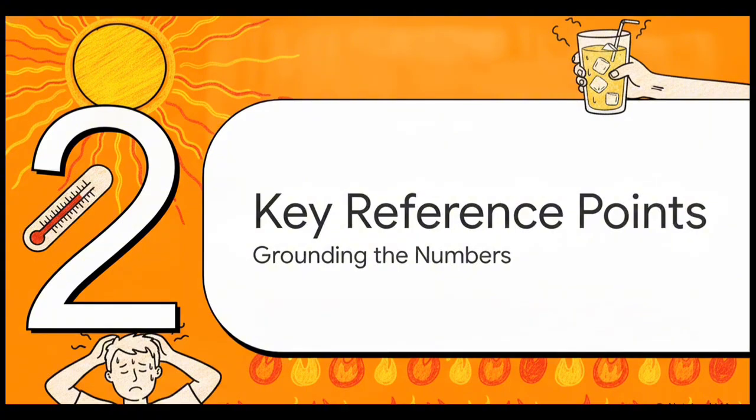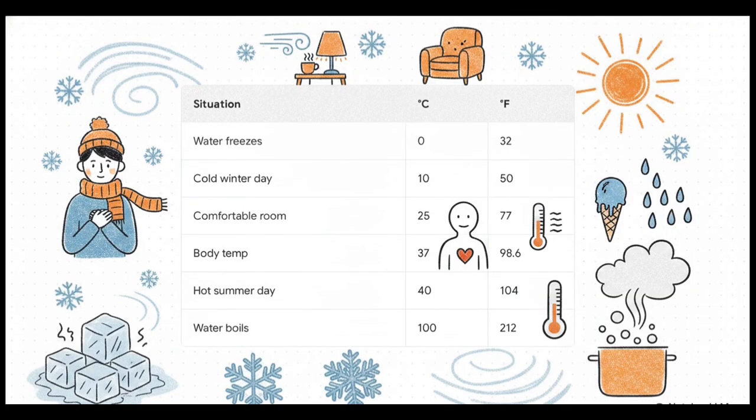Moving right along to Section 2, Key Reference Points, Grounding the Numbers. Before we actually learn how to mathematically convert these scales, the absolute best way to understand them is to anchor them in the feelings of your everyday life. I mean, numbers on a page are just abstract, but a hot summer day, that's something you know in your bones. Let's walk through these vital anchors.